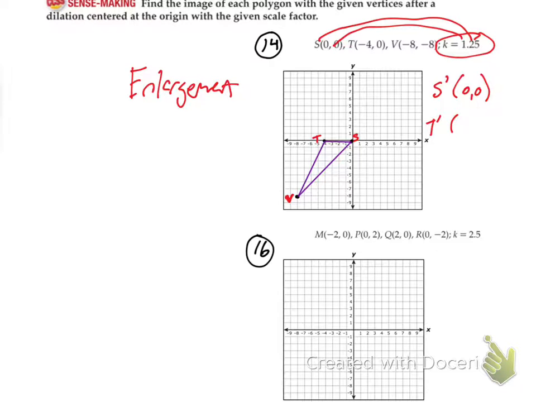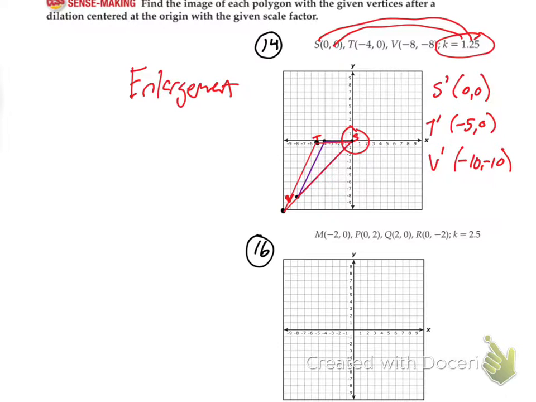That's going to be a -5. And then a 0, and then V prime is going to be -8 times 1.25, so that'll be -10, -10. So now I'll just plot my points quick, and as you can see, after I plotted those points in the red, it did get bigger from the point of origin, which was S right here, so that's the reason why that didn't move.